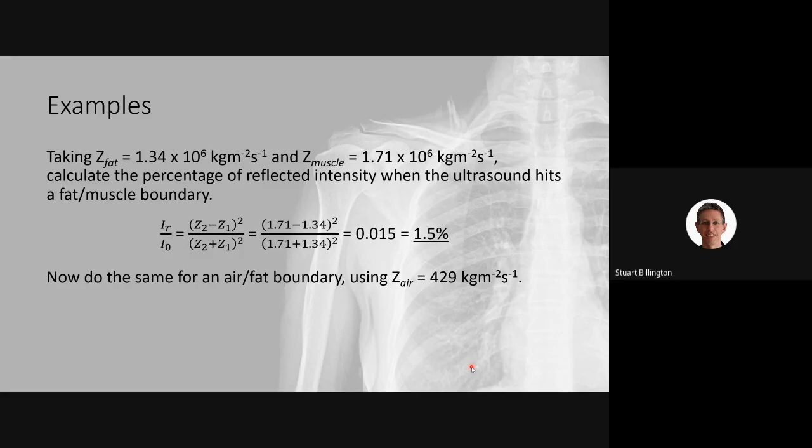So could you just tell me how much is reflected as the ultrasonic waves enter the patient, basically, at the boundary between the air and the fatty tissue in the skin? So same calculation again, but this time use 429 as one of your impedances, and the 1.34 figure for the fat for the other one. 2 more minutes. Once you've completed the calculation, just reflect on your answer.